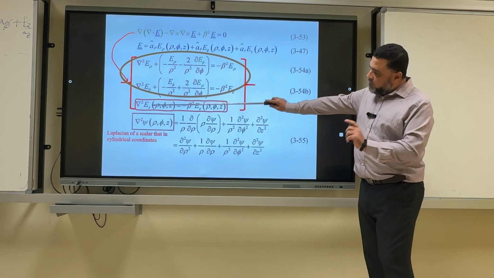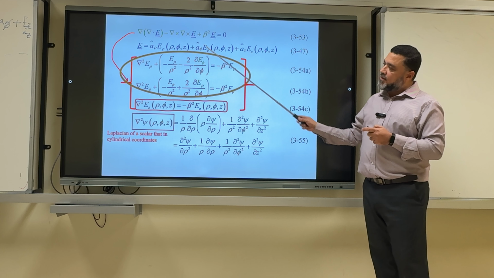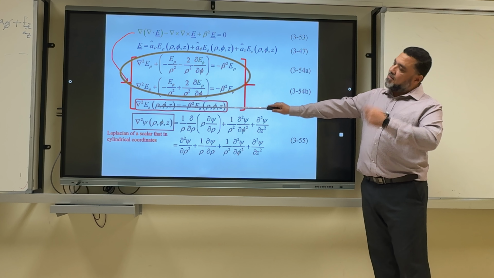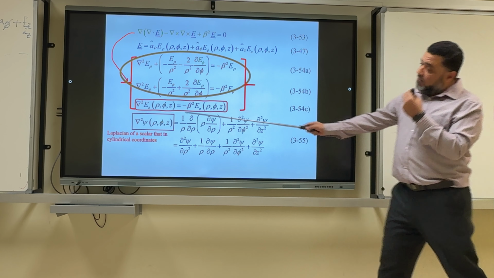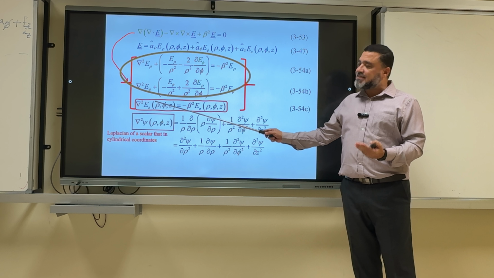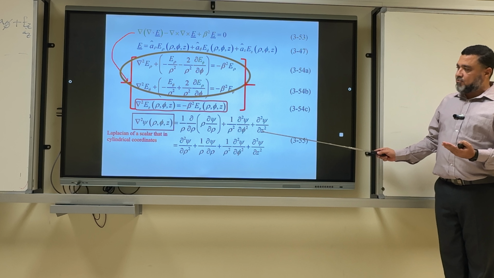So here now I will focus on Ez. I will forget about E rho and E phi for the time being until I find Ez. Then I can go for Maxwell equation and find E rho and E phi. So now I have Laplacian operator for a scalar quantity. This is a scalar, not vector. So I need to use the equation for the scalar Laplacian operator.